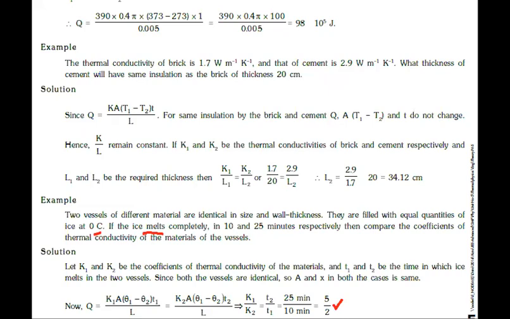So let's try solving the next concept. This was the first concept that you studied in the last class. So let's try the second concept.